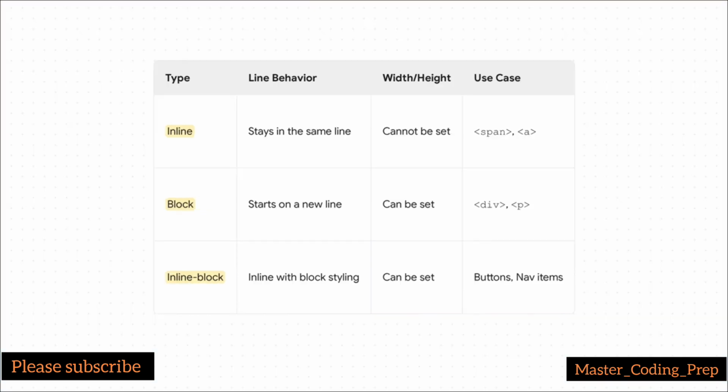Now, this is fundamental. Understanding how different elements behave is absolutely key to controlling your layout. Think of it this way. Inline elements, like a span, just want to hang out inside the flow of text. Block elements, like a div, are more assertive. They demand a new line and let you control their size. And then you've got the hero of the story, inline-block, which gives you the best of both worlds. It sits in a line, but still lets you set its width and height.